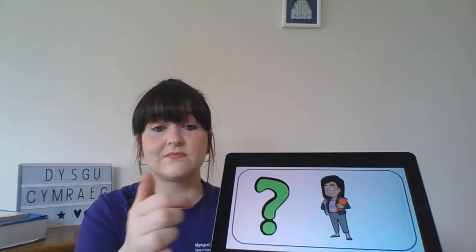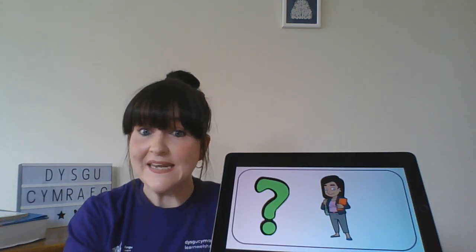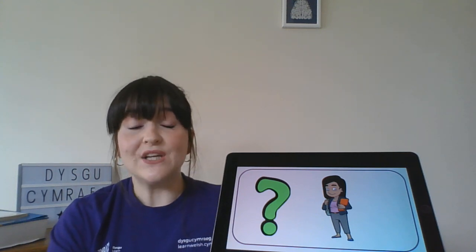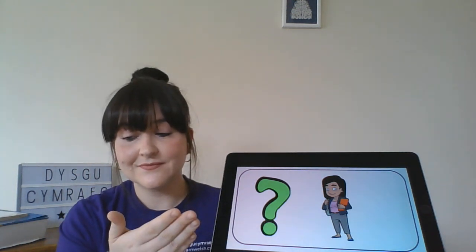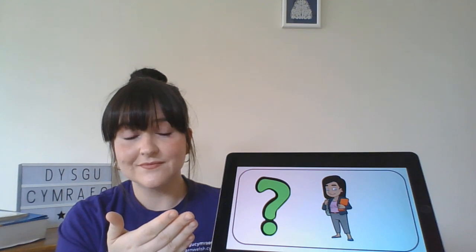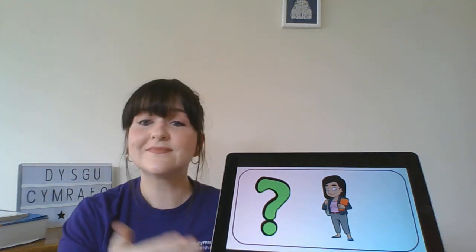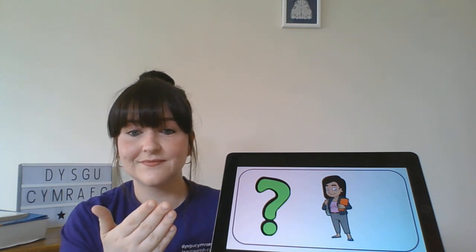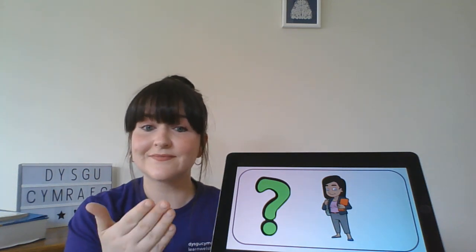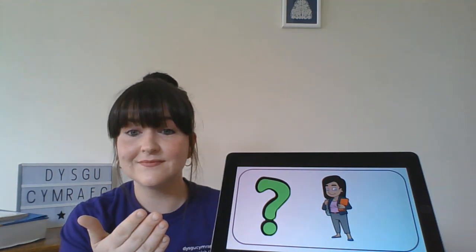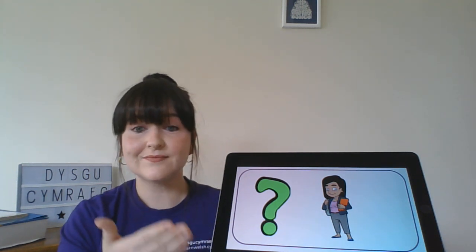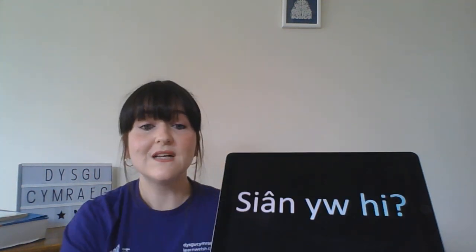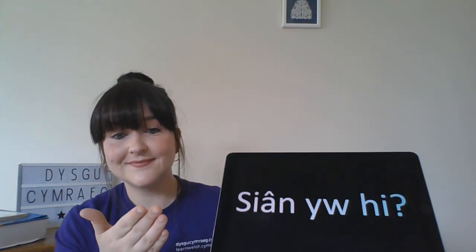Da iawn. And if you wanted to use the name, the noun, you would say Sian yw hi? Sian yw hi? Is she Sian? Sian yw hi?